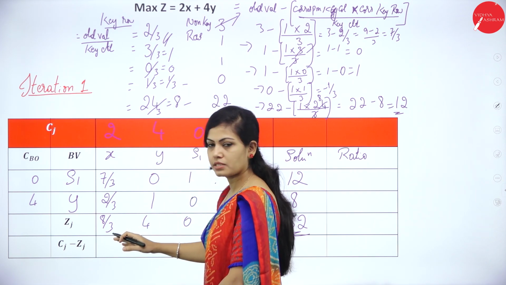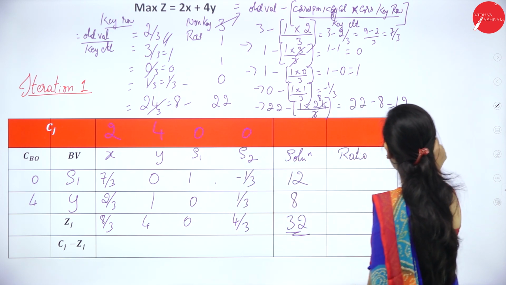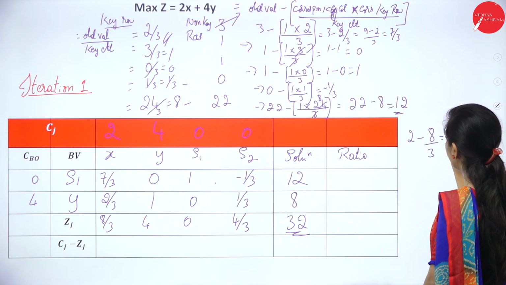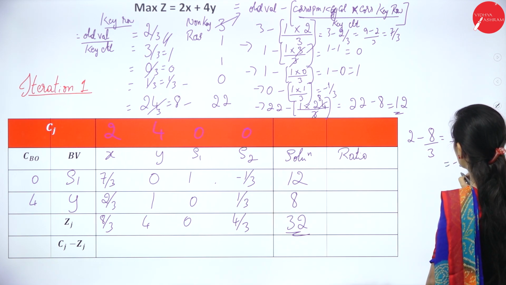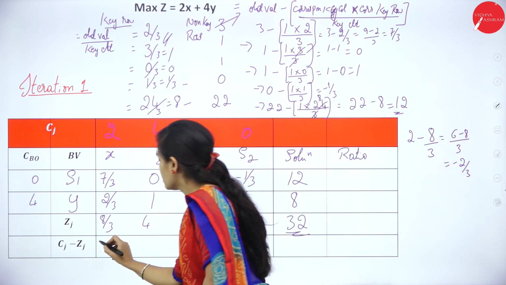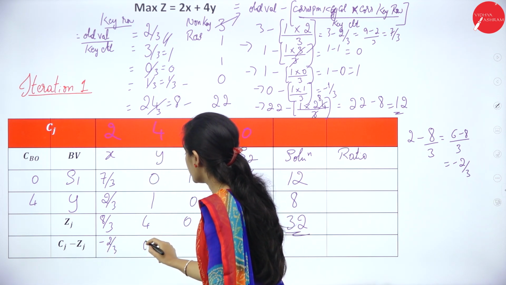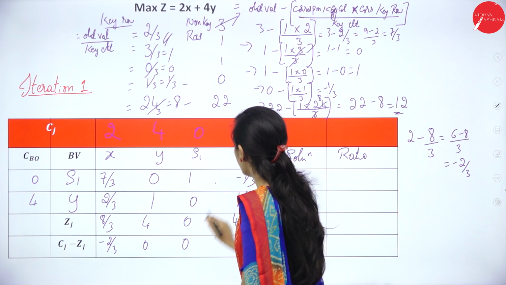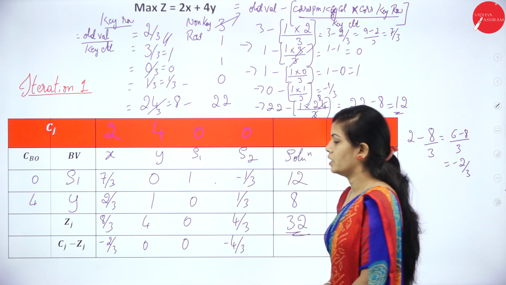Now find out Cj minus Zj. Cj minus Zj: 2 minus 8 by 3. Take the LCM, 6 minus 8 by 3 is equal to minus 2 by 3. And 4 minus 4 is 0. 0 minus 0 is 0. 0 minus 4 by 3 is minus 4 by 3.